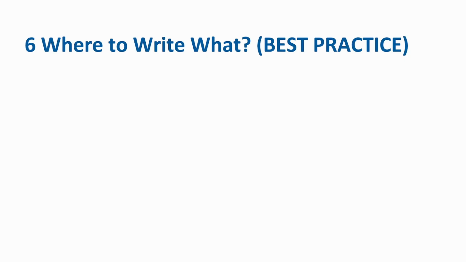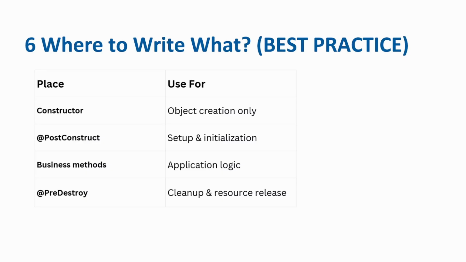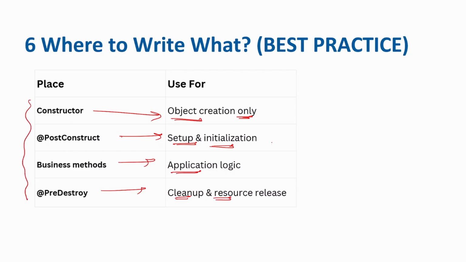So now you will be wondering what the best practice is for where to write what. So it is a whole flow. In the constructor, you should write the object creation logic. In the post construct method, setup and initialization should be done. In the business method, application logic should be run, and cleanup and resource release should be done in the pre-destroy method. So this is the summary of where to write what.